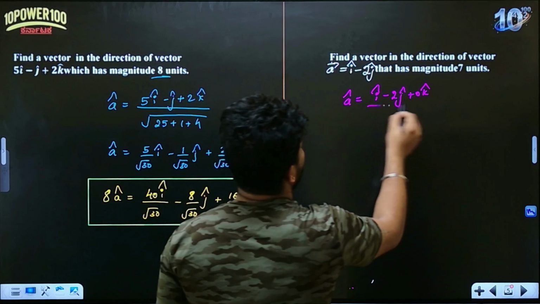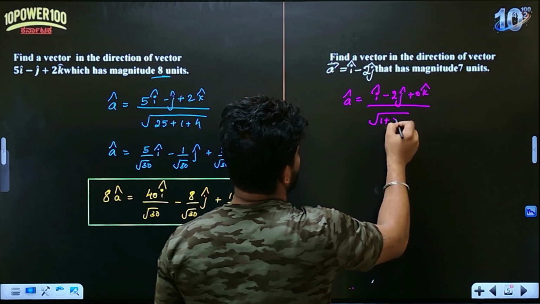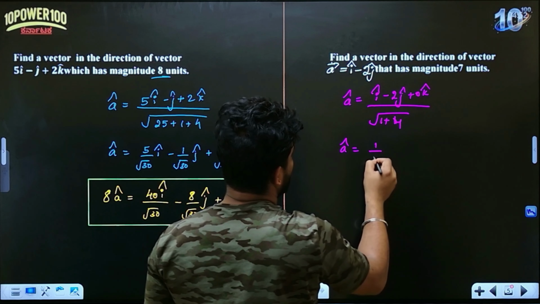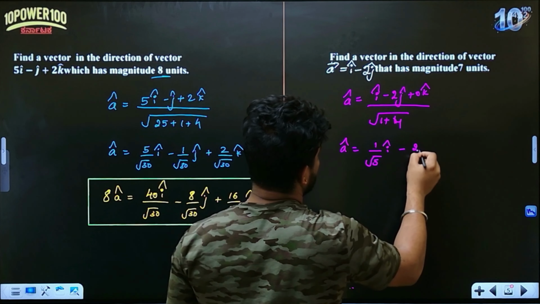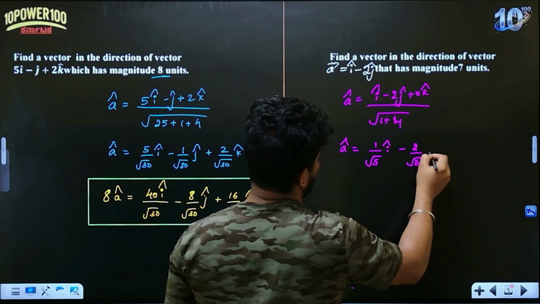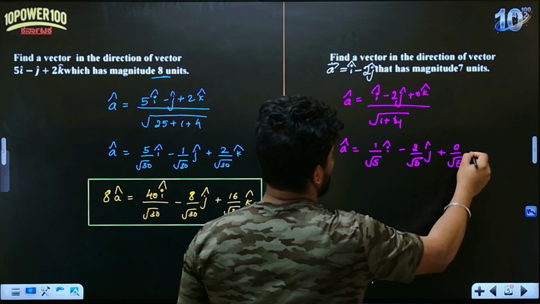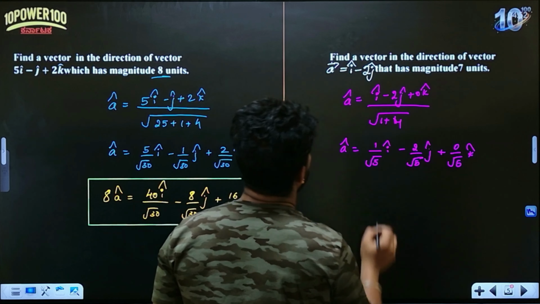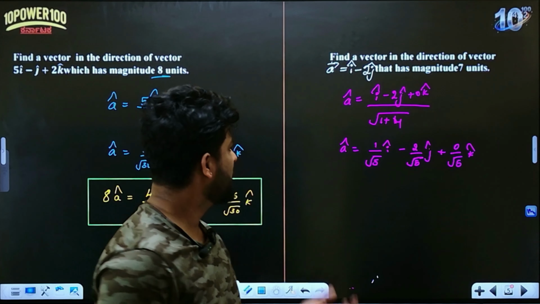Okay, all divided by root of estagutte 1 plus 2 square alla 4. 1 plus 4 andre 5 alva. Yeah, so a cap is equal to, so 1 by root 5 I cap minus 2 by root 5 j cap plus 0 by root 5 k cap. Okay, ivaga look at this. They're asking us to find out which has magnitude 7 aita. So multiply what? Multiply 7.